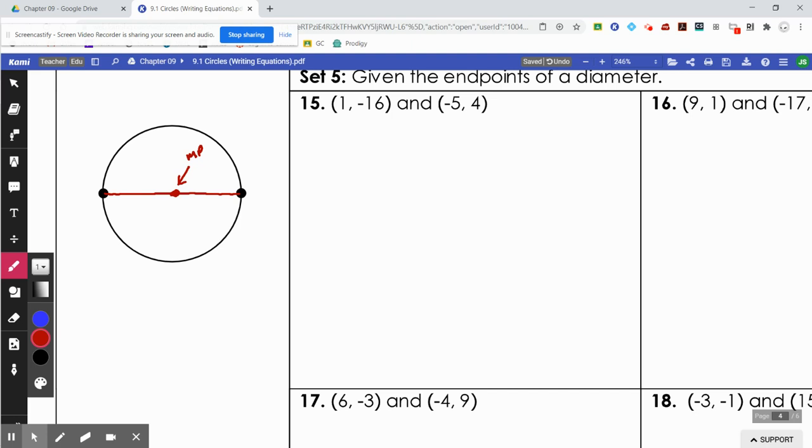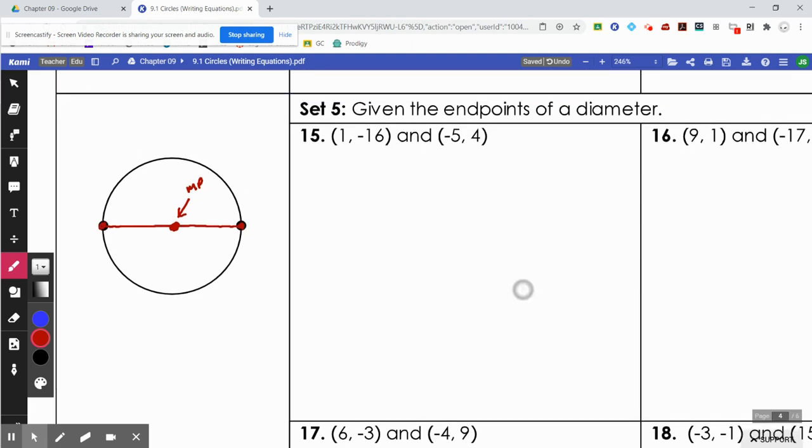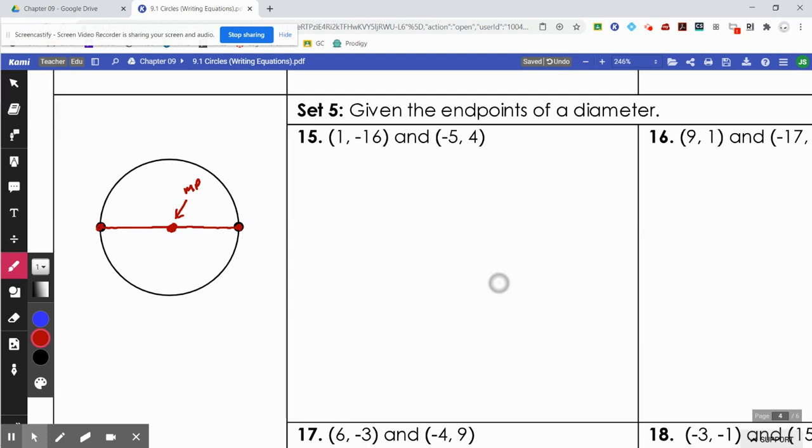There's two different ways to do it. The easy way would be the distance from the midpoint to either endpoint. Or you can find the distance between the two endpoints and halve it. You can do it either way, but the first method is a little bit faster.